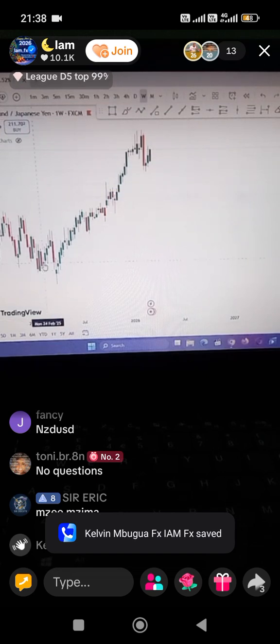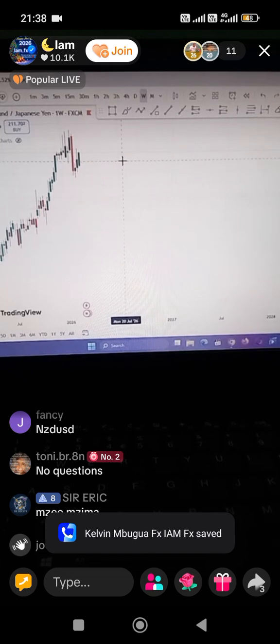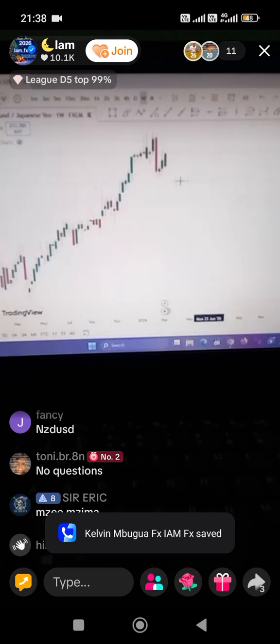So I told you the first thing you want to do is begin your top-down analysis from the weekly time frame. So this is how it looks on the weekly time frame. The last week closed kind of bullish, though it didn't close with a lot of momentum. But I'm seeing on the weekly time frame we are approaching the cheaper zones. You guys can see that.